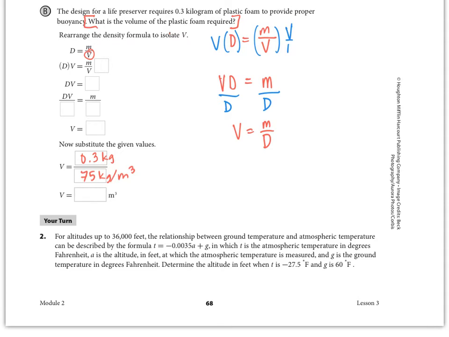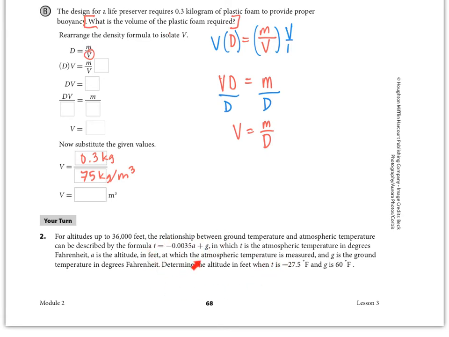For altitudes up to 36,000 feet, the relationship between ground temperature and atmospheric temperature can be described by the formula T equals negative 0.0035 A plus G, in which T is the atmospheric temperature in degrees Fahrenheit, A is the altitude, which is the same as height, in feet, at which the atmospheric temperature is measured, and G is the ground temperature in degrees Fahrenheit. Determine the altitude in feet when T is negative 27.5 degrees Fahrenheit and G is 60 degrees Fahrenheit. All right, a load of information there, but we have this formula.